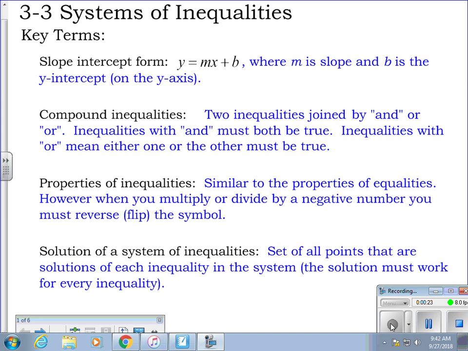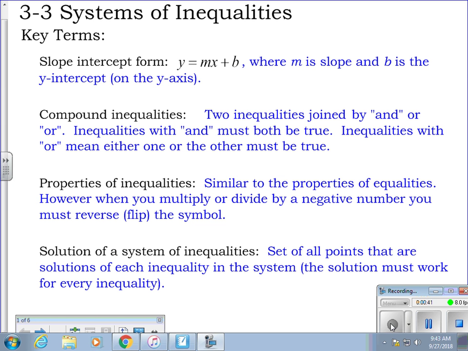Compound inequalities are two inequalities joined by "and" or "or." Inequalities with an "and" must both be true. Inequalities with an "or," one or the other must be true. We will be graphing compound linear inequalities as part of what we're doing today.